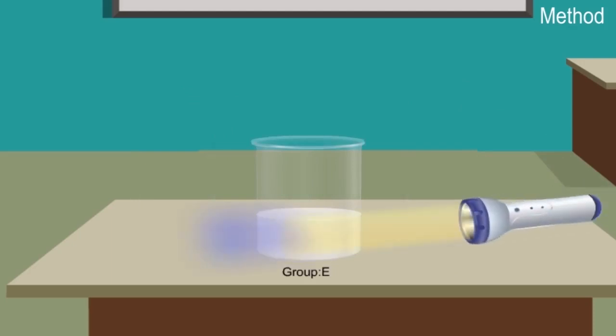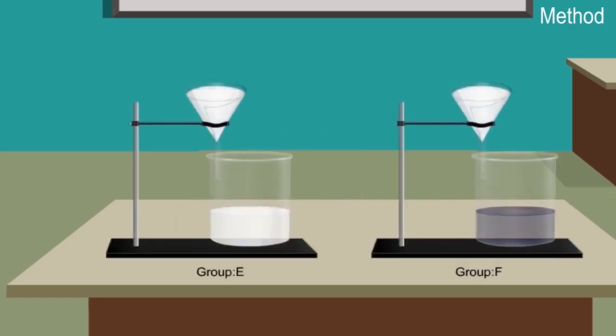Whereas the third observation is, in case of groups E and F, the particles of the mixture are not visible and they do not settle down after a few minutes. The path of light is visible through the mixtures and no residue is left on the filter paper on filtration. Such a mixture is called a colloidal solution or colloid.